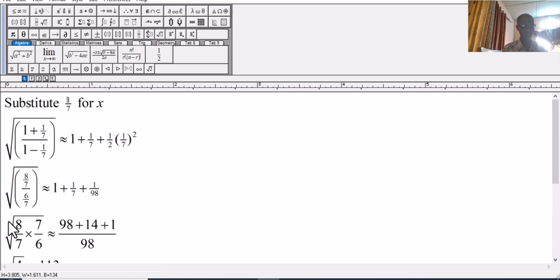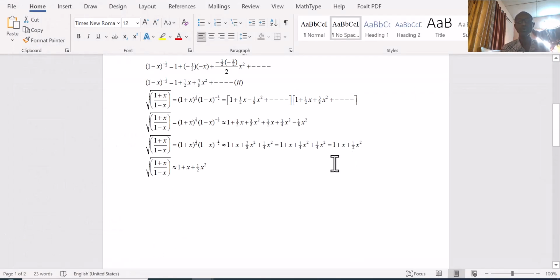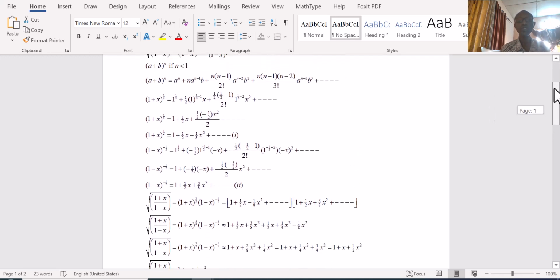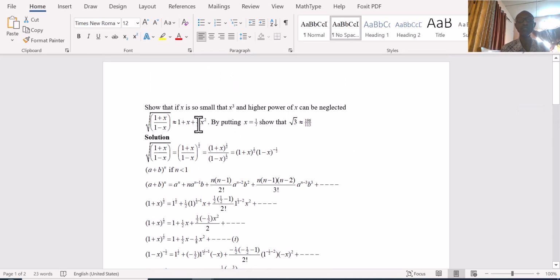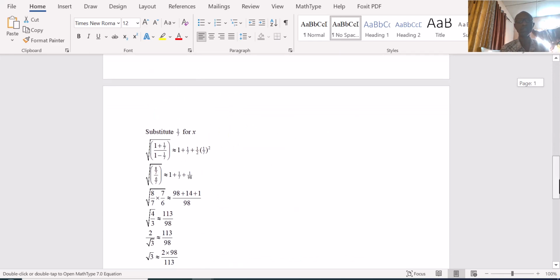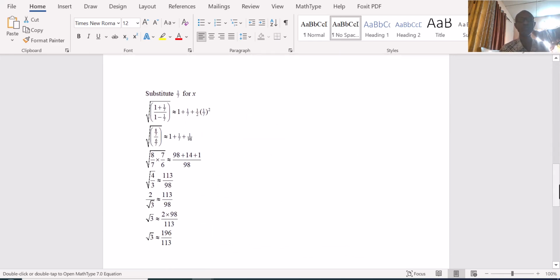So we have gotten the first one, which is this, which we are asked to find. So we should show that that is that, and that root 3 is equal to this. So the second part is this root 3, which we have here. Substitute 1 over 7 for x, and that is what we have done here. So this is the second part of the question. I hope you get something out of this, learning how to do binomial expansion when your n is less than 1.